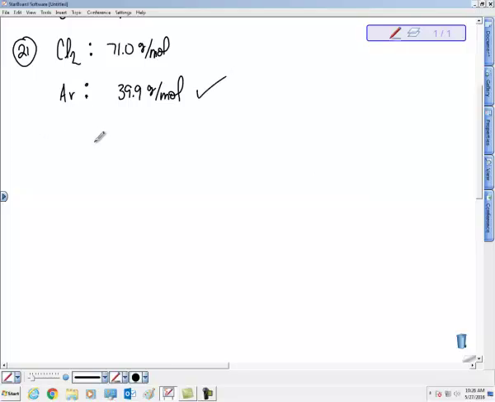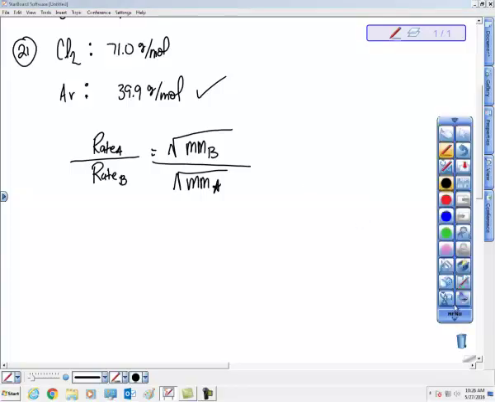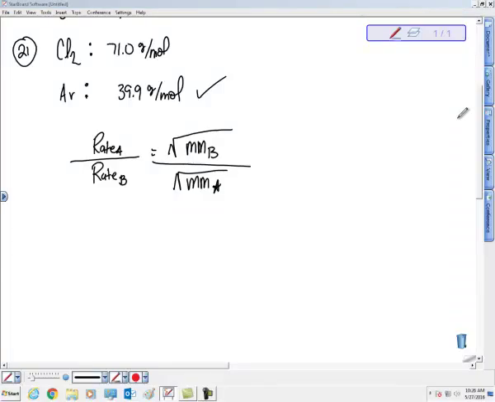Now, a lot of you guys are pretty confused when you get this formula: square root molar mass B over square root molar mass A. So a lot of you think that you need to use this particular formula for all effusion problems, but that's not necessarily the case. In this question, they just want to know which one is faster and by how much faster.